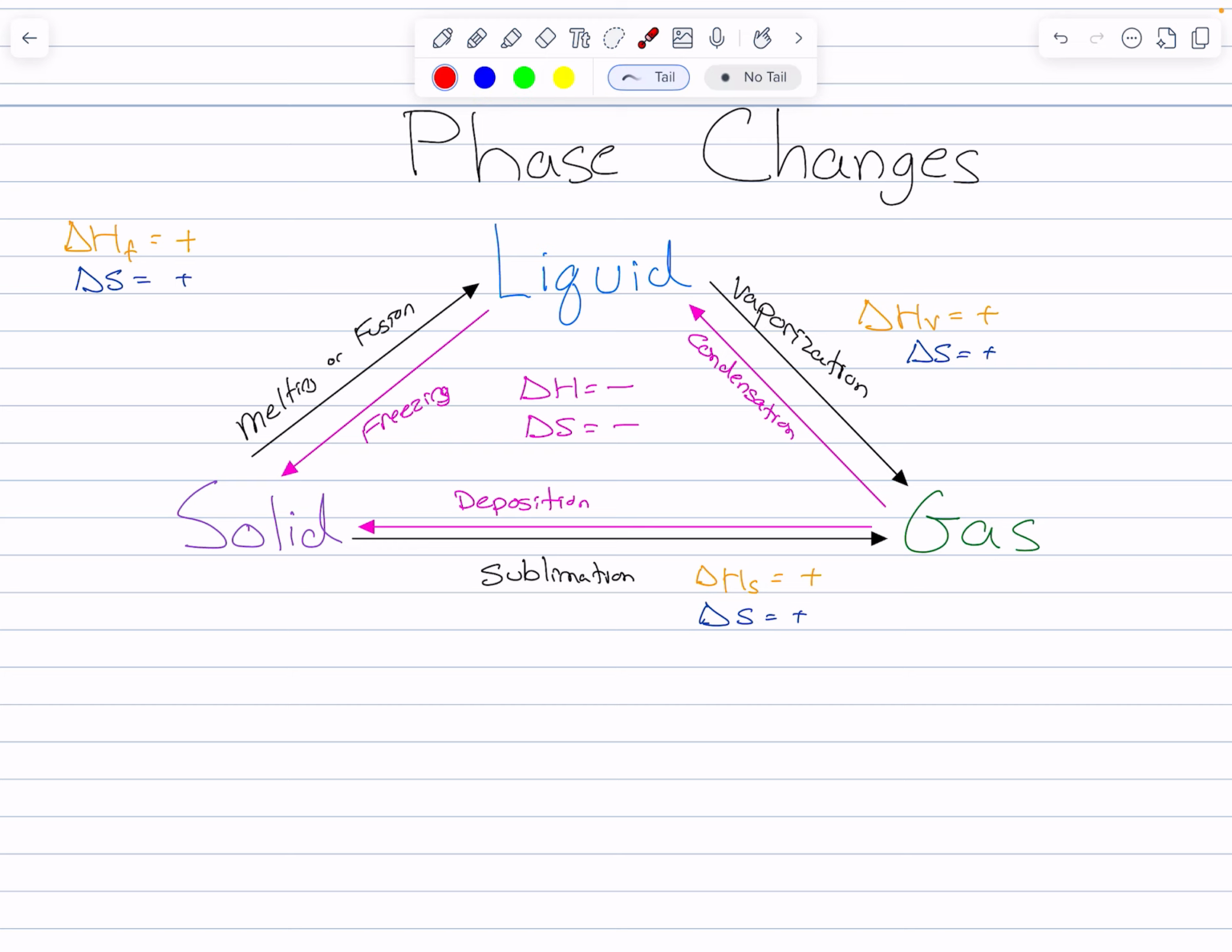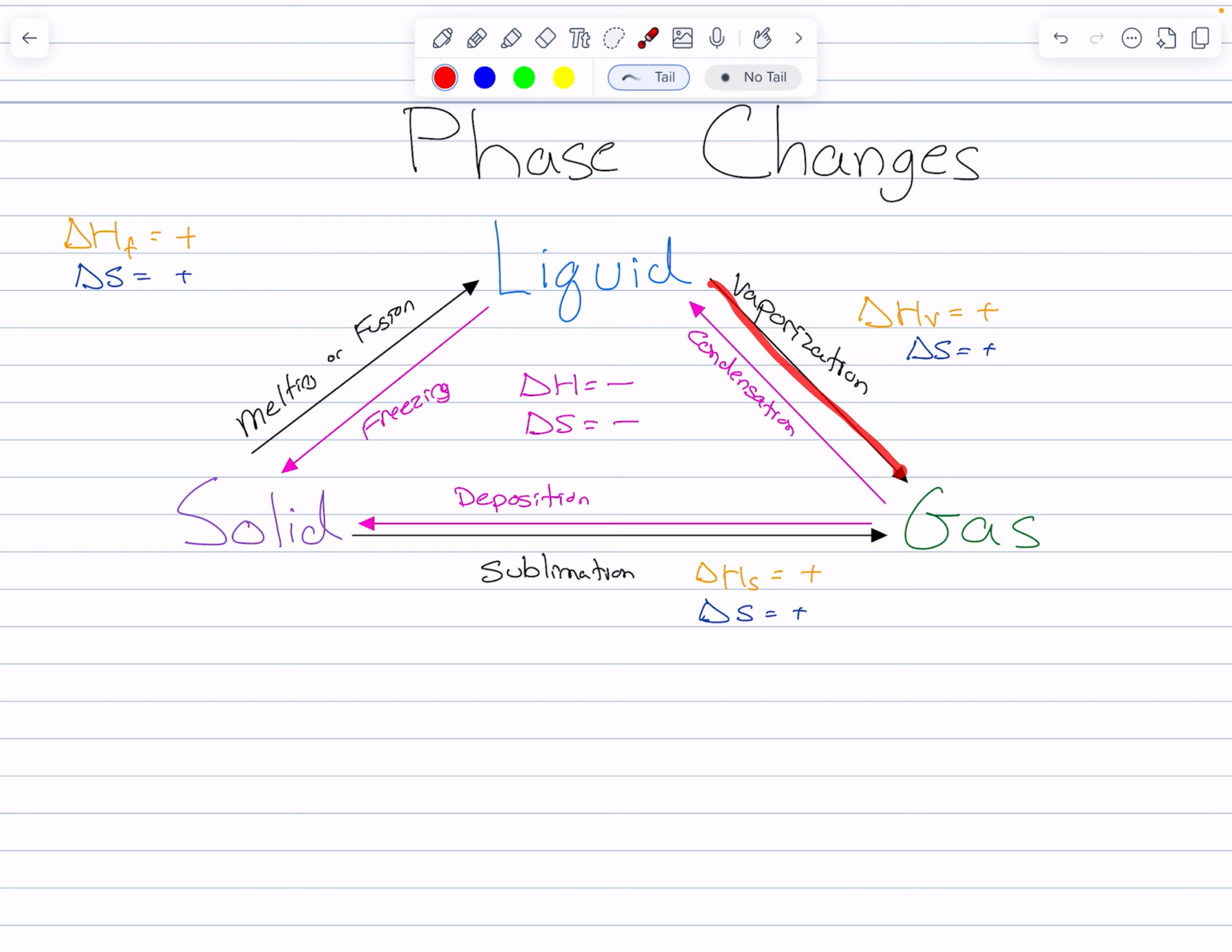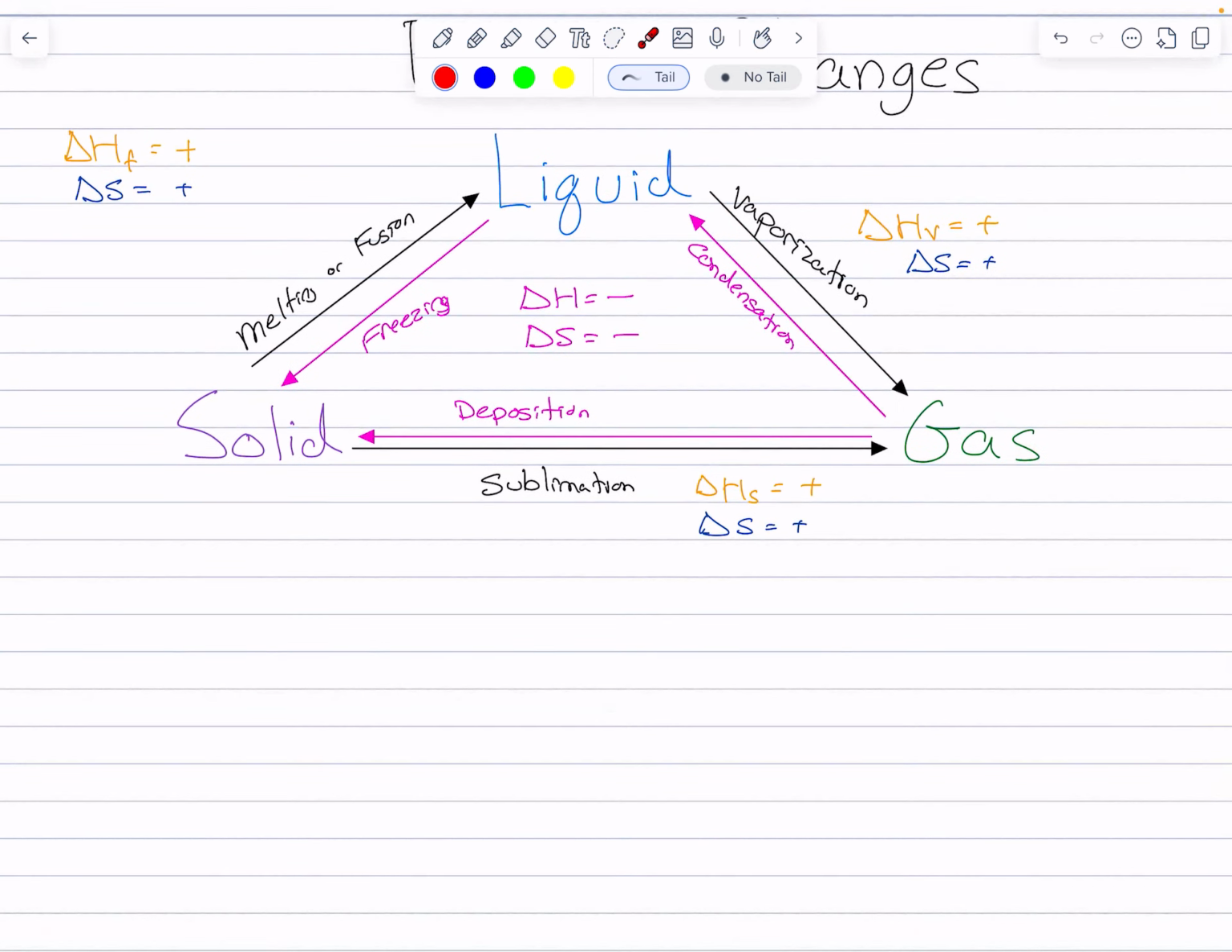Now, this arrow in black, vaporization, is the same energy as condensation. It's positive for vaporization and negative for condensation. They're the same value, opposite sign. Because remember, energy is a sign, not a value. So 10 joules is 10 joules, whether it's going into the system or out of the system. That's the sign. All right, so we took up phase changes. Now, there are two options. We can change phases or change temperature.